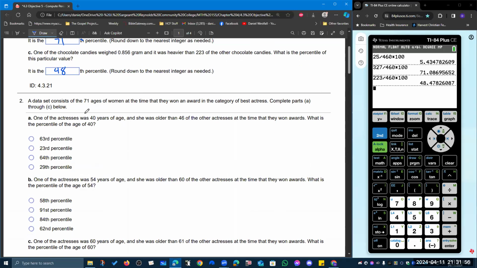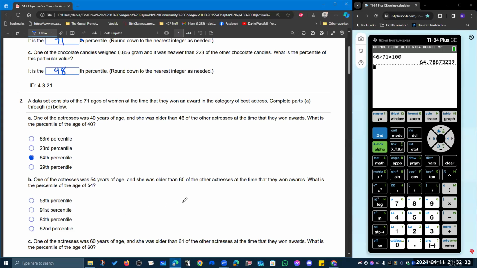The data set consists of 71 ages of women at the time that they won an award in the category of Best Actress. Complete parts A through C below. One of the actresses was 40 years of age, and she was older than 46 of the other actresses at the time that she won the award. So 46 divided by 71 times 100% is 64. So she's in the 64th percentile.